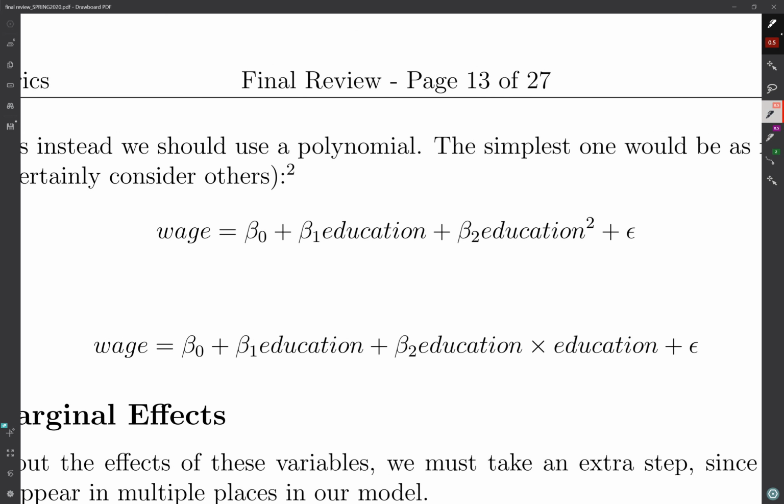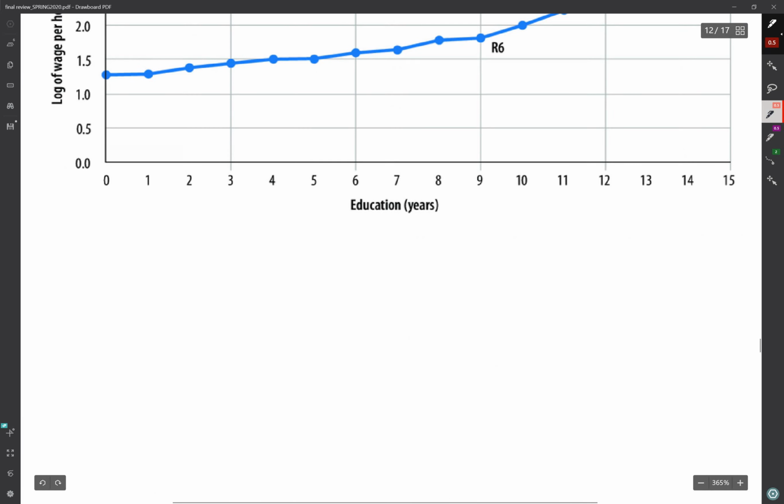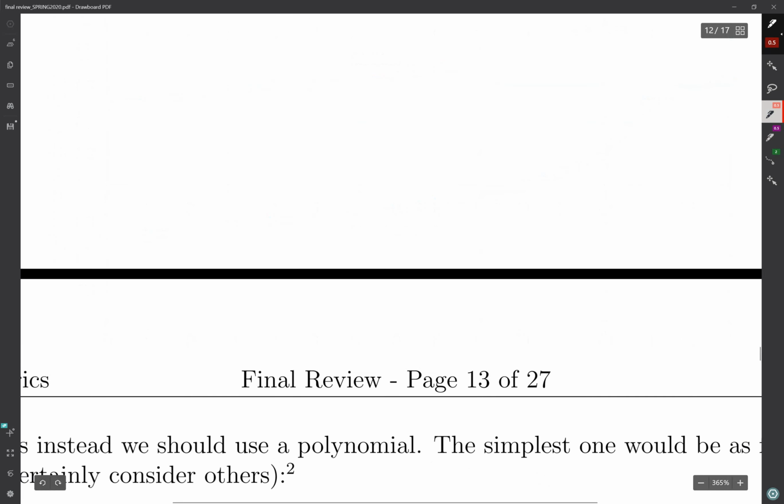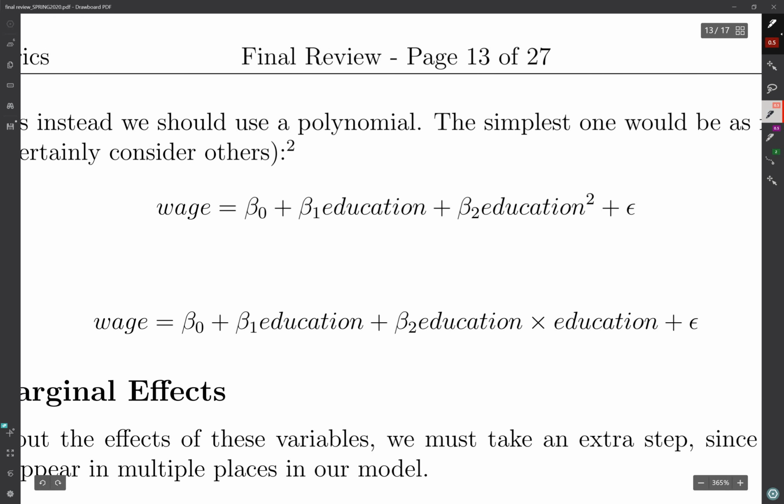For this particular example, we could use, if we had this, looks like we've got some exponential action going on here. So if we wanted to do a regression for that, we could do wage equals beta 0 plus beta 1 education plus beta 2 education squared. What's another way to write that? We could just say education squared is education times education. And that looks a lot like the interactions we were just doing.